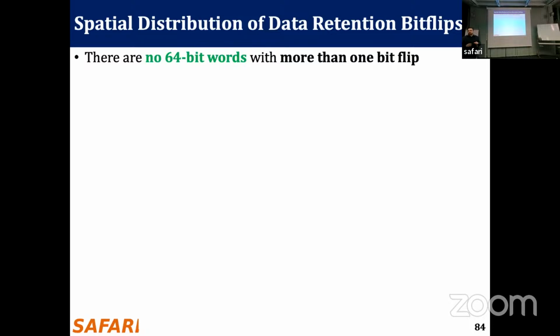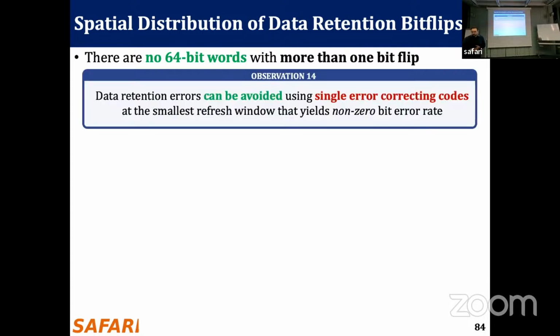And when we look at the distribution of these data retention bit flips, we observe that when there's a bit flip at the nominal refresh rate because of the wordline voltage reduction, a given 64-bit word has at most one bit flip. So this means that the data retention errors can be avoided by employing some single error correcting codes for the smallest refresh window that yields non-zero bit error rate.